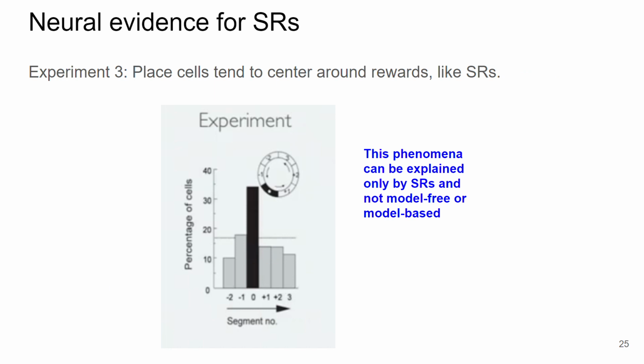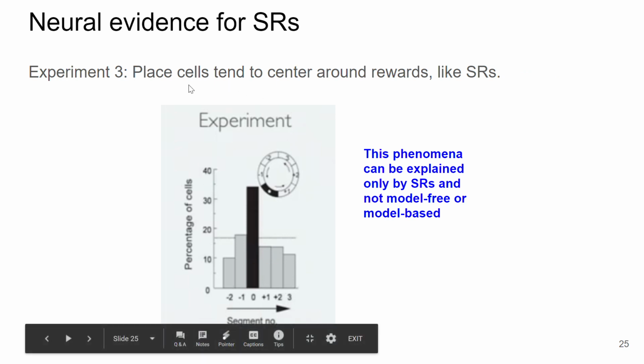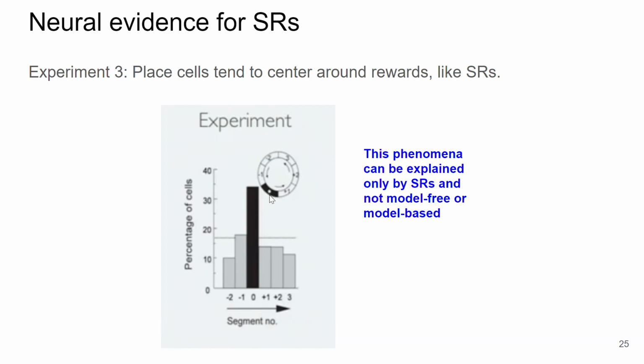And another experiment: place cells tend to cluster around the rewards that you see in your environment. And this is again explained by successor representation and not model-based.